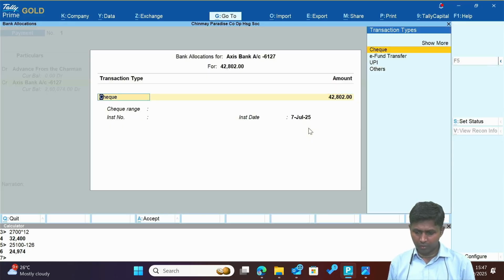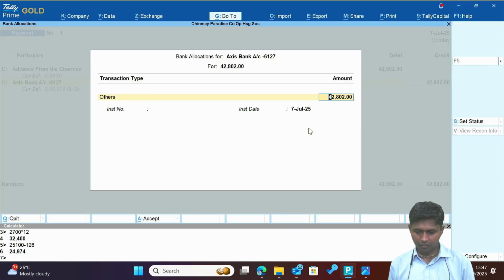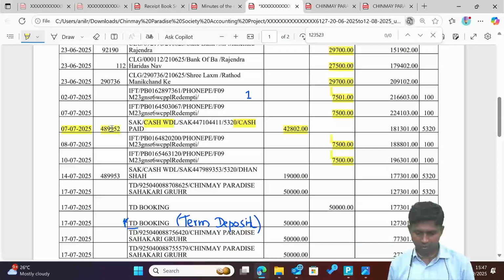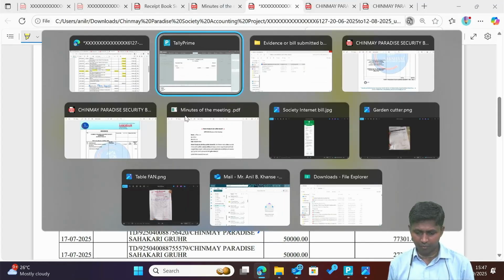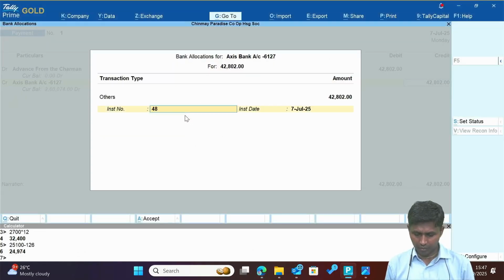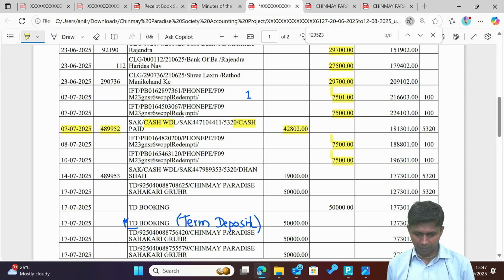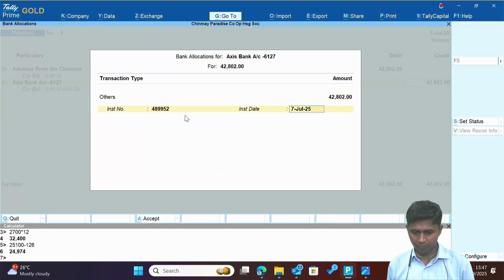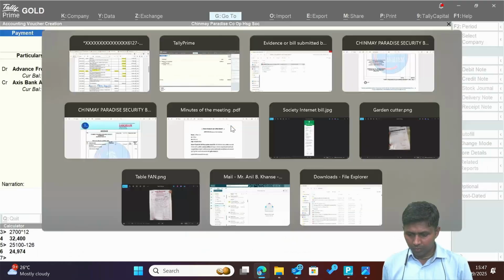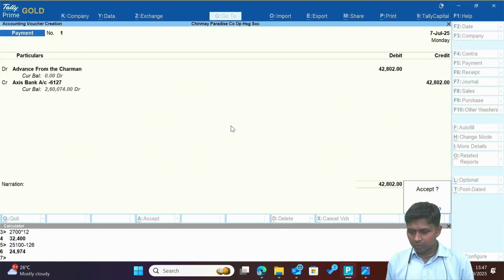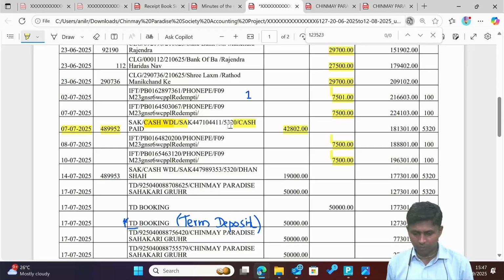Okay, here you can say other. We must have given a bearer cheque to the party. We have the cheque number also, 489952. Because of the bearer cheque, you got the description like this: cheque withdrawal against Saksham, something like this. Correct. 7th July. Okay, over. We have passed.